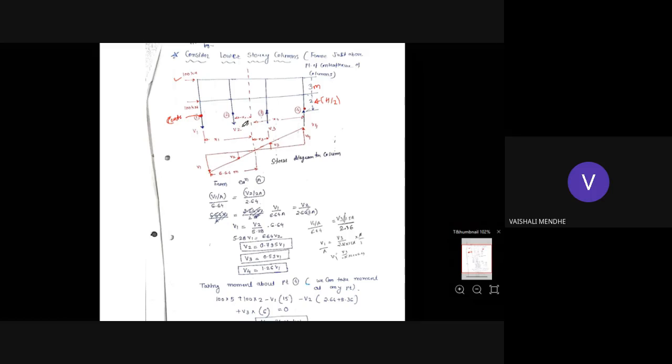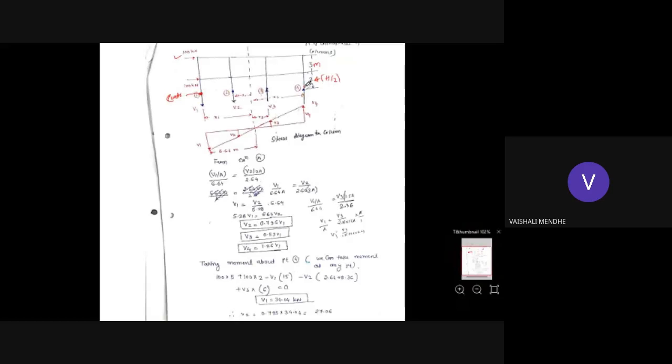Then minus V2 into the perpendicular distance, that is 2.64 plus 8.36. You can see that in the problem, you will get that distance, plus V3 into 6. अभी plus ये clockwise जा रहा है, ये दोनों anticlockwise है, so it is minus V1 minus V2. Okay, and V3 is clockwise, V3 into the perpendicular, that is 6. Okay, so you'll get this moment equation.